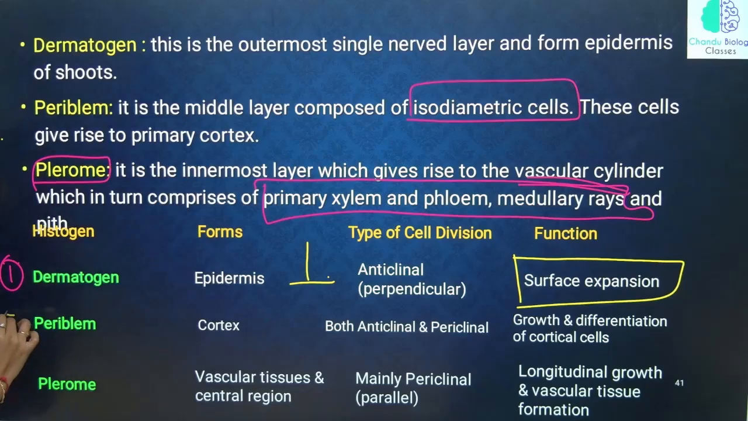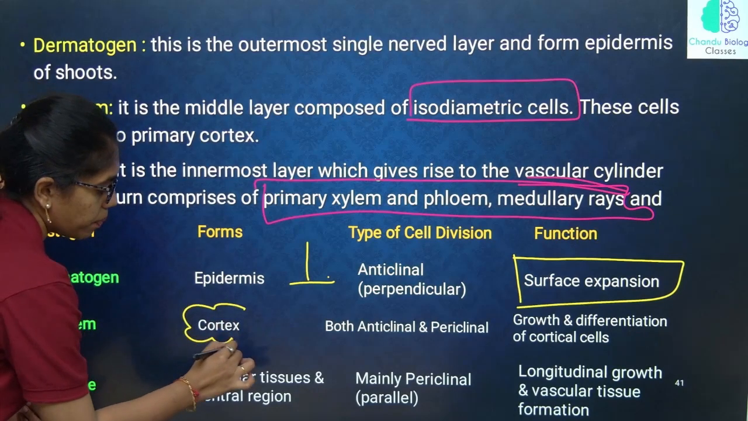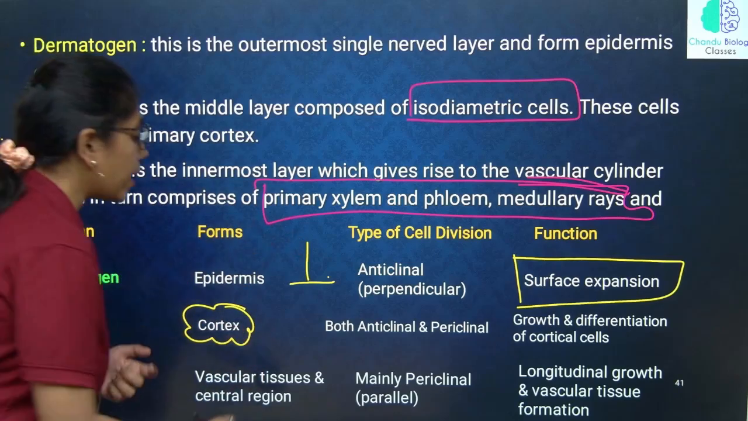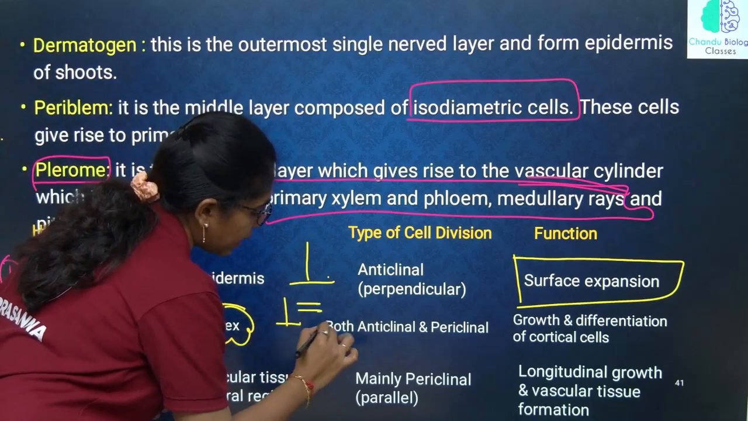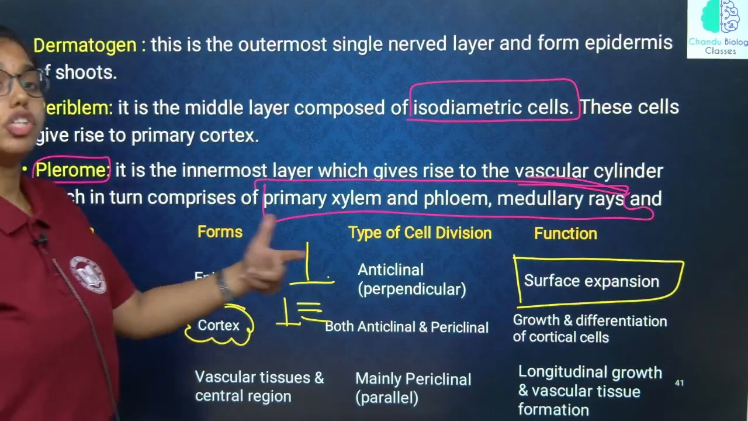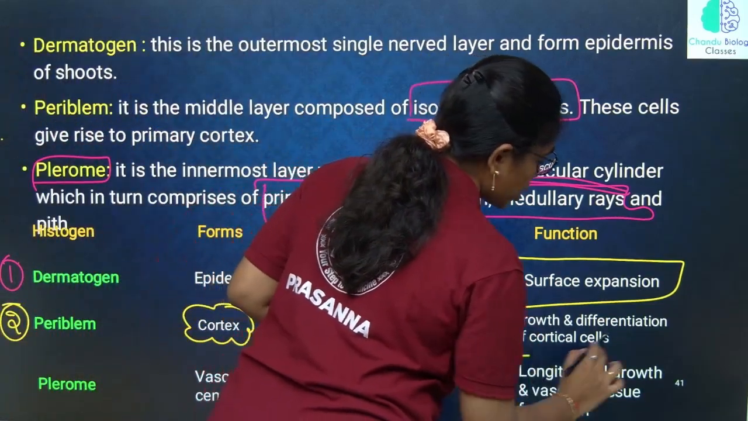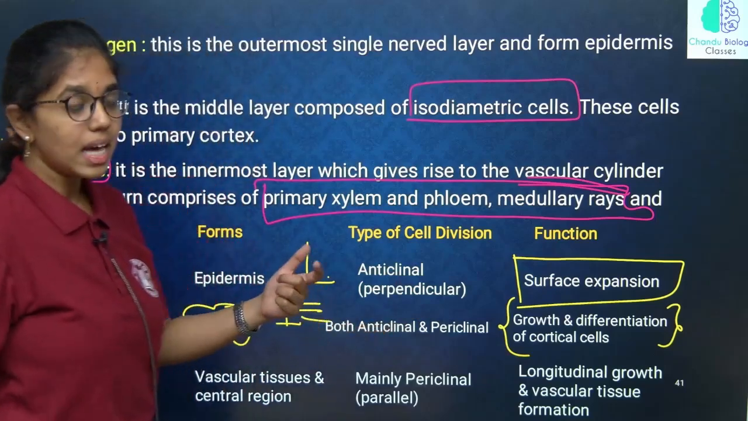Second is periblem, which forms the cortex. Periblem forms the cortex. It will undergo both anticlinal and periclinal divisions, which leads to growth and differentiation of cortical cells.